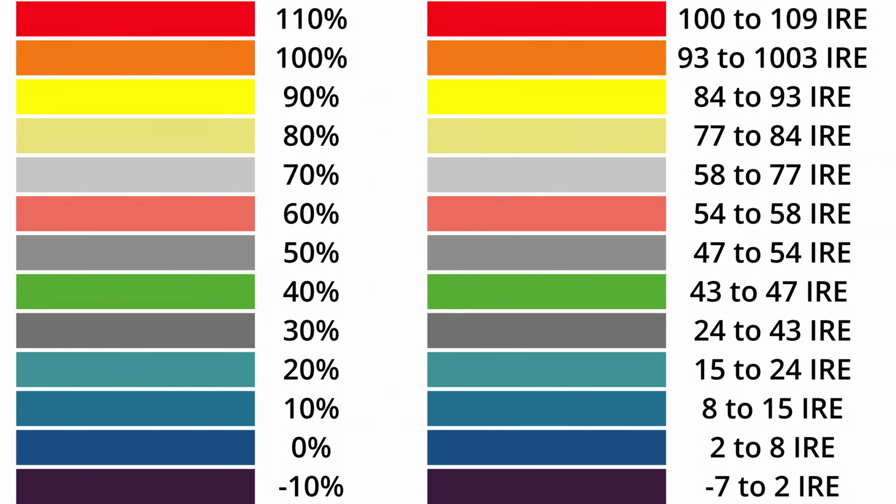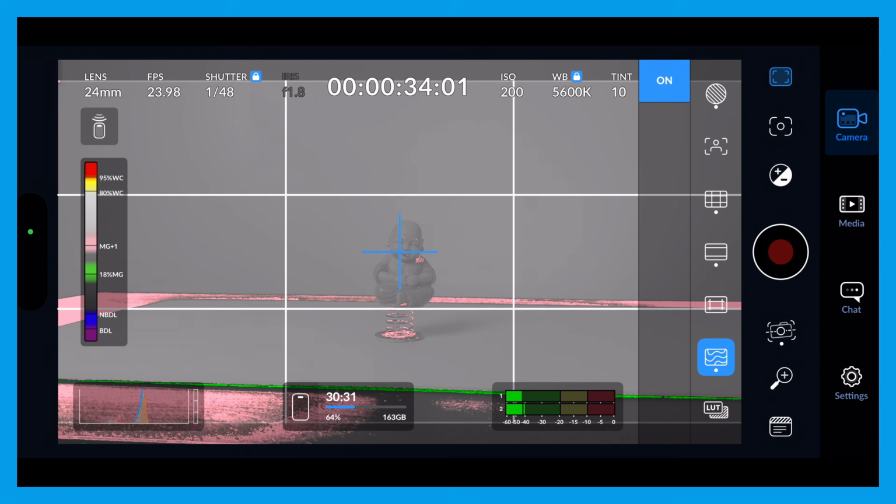It gives you consistent professional exposure, lets you protect skin tones and highlights, makes color grading log footage faster and more accurate. And the bottom line is false color isn't about what looks good, it's about what's technically right. If you want pro-level control, this tool is essential.